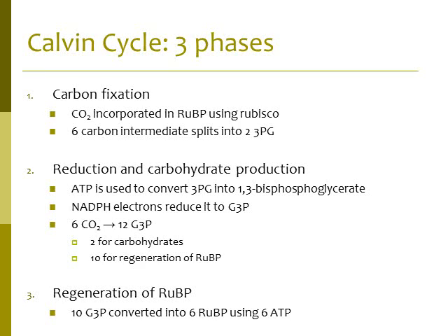So this regeneration process is our third phase, regeneration of our starting RuBP. Those 10 G3P molecules are converted into 6 RuBPs using 6 ATPs. Remember, this is a cycle, so we have things coming into the cycle and things exiting out, and we always end up regenerating our starting molecule.